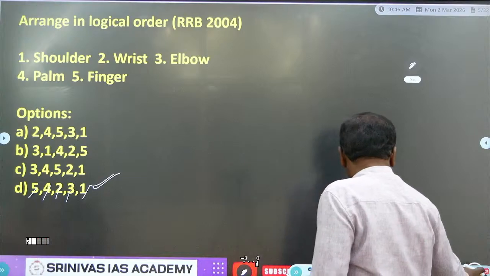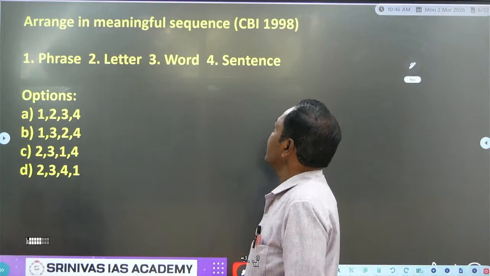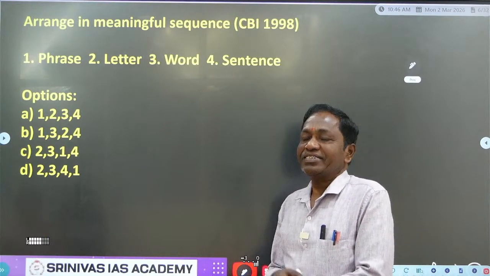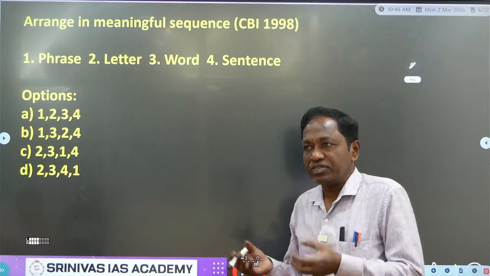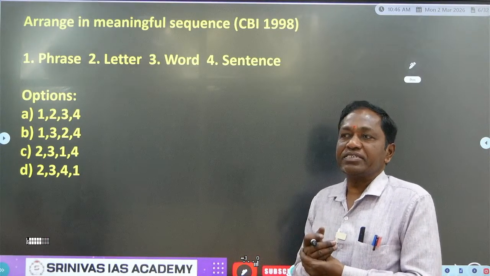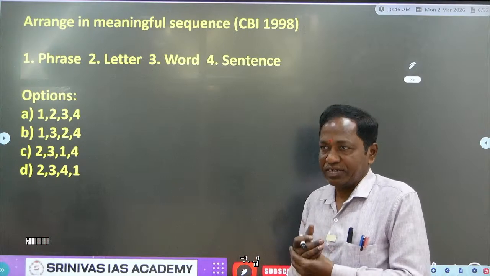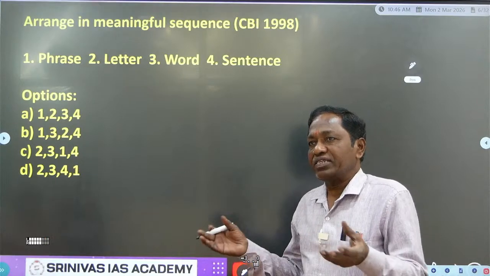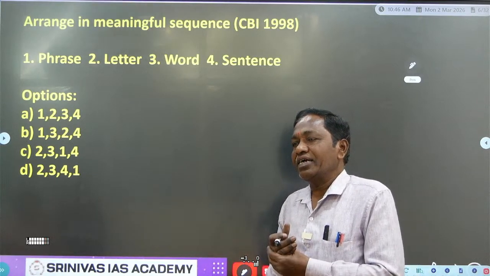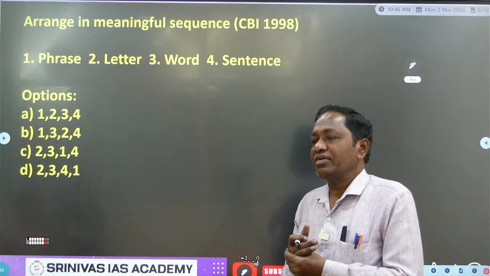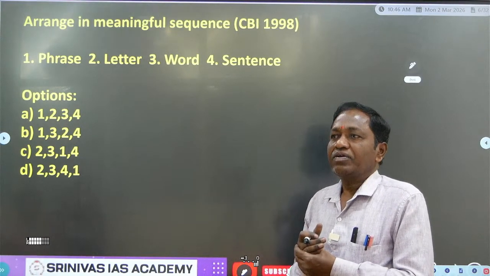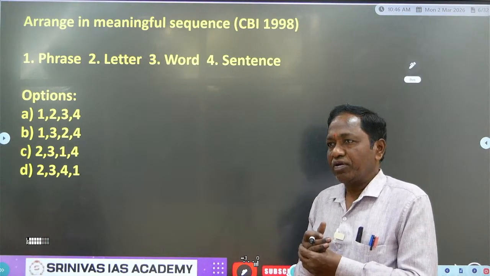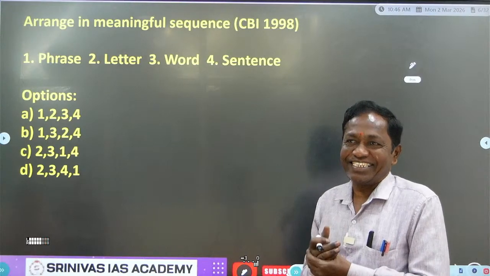Okay. Next: phrase, letter, word, sentence. Phrase means a group of words. A sentence is a group of words which makes a complete sense. A phrase will not make any sense, while a sentence will make sense, a meaningful one.